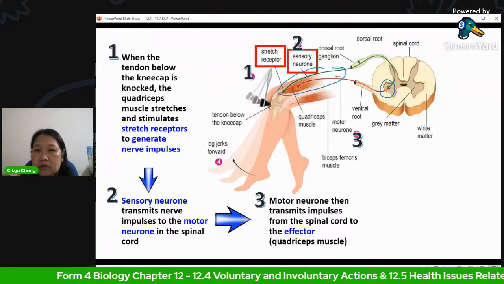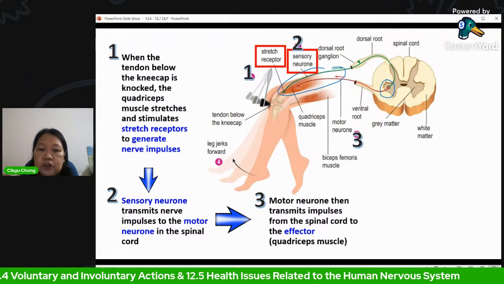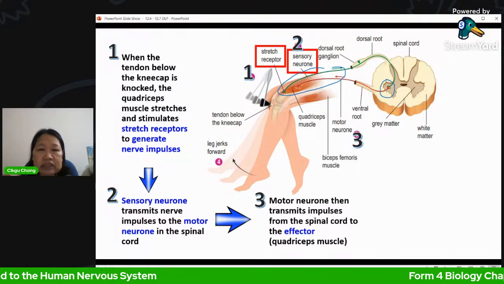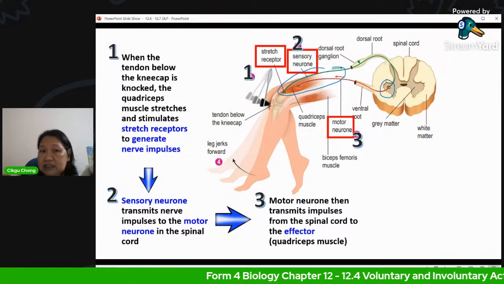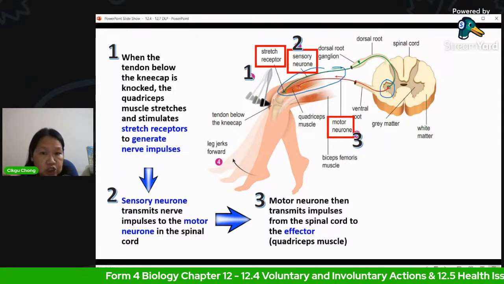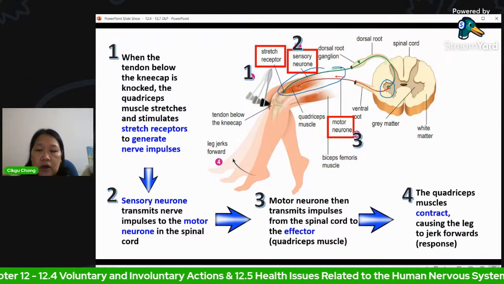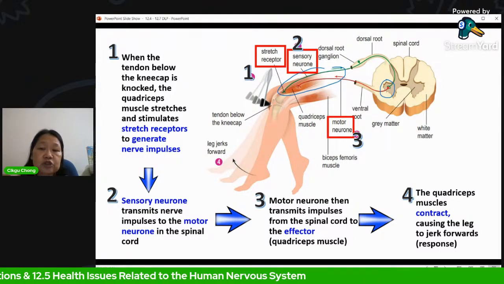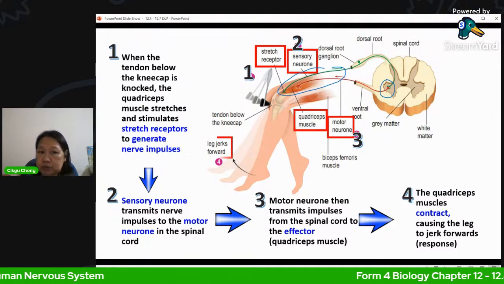So number 3, the motor neuron then transmits the impulse from the spinal cord to the effector. The effector is the leg muscles here, which is your biceps femoris muscle, and your quadriceps muscles as well. One will contract, one will relax, and that will cause your leg to jerk upwards. Then lastly, you talk about the response. When the quadriceps muscles contract, it causes the leg to jerk forwards. So that is the response. Your leg jerking forward is the response.